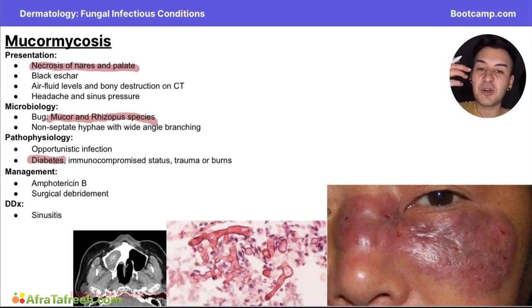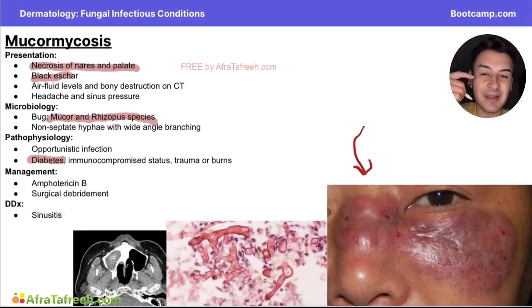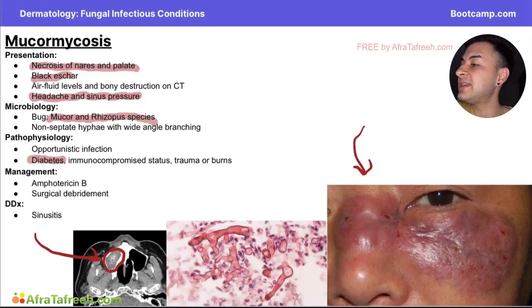So classically, this necrosis over the nose area, which you can see demonstrated here, is going to be associated with a black eschar. And it's also going to have really intense destruction of the nasal palate and the bone and the cartilaginous features that you can appreciate on CT. So if we look here in CT, we see this big lake of inflammation and destruction from this mucor infection. Super important. It's going to present as headache and sinus pressure, as well as these skin findings, this purple black eschar over the nasal bridge area, and is also going to almost always be mentioned with some type of immunocompromised status.